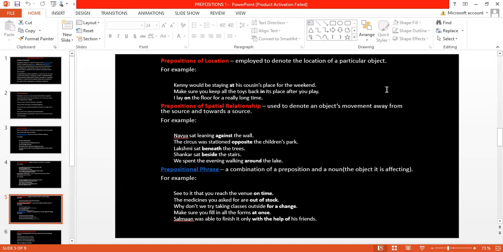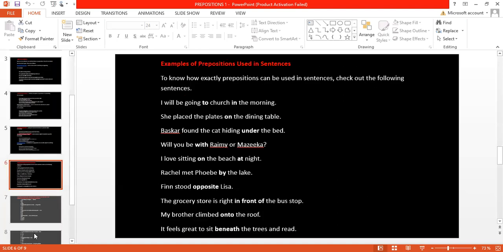Now, a prepositional phrase is a combination of a preposition and a noun. I've explained that before. A combination of a preposition and a noun, the object it is affecting, for example. See to it that you reach the venue on time. You can see on time. The medicines you ask for are out of stock. Out of stock is a prepositional phrase. Why don't we try taking classes outside for a change? For a change is a prepositional phrase right there.